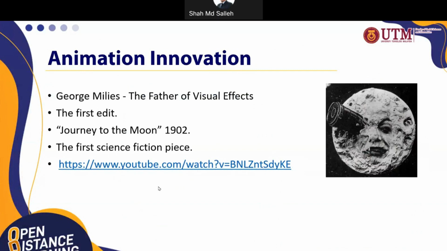You can see the whole movie using this URL. A Trip to the Moon, 1902. They were creating visual effects in that era, the silent movie.